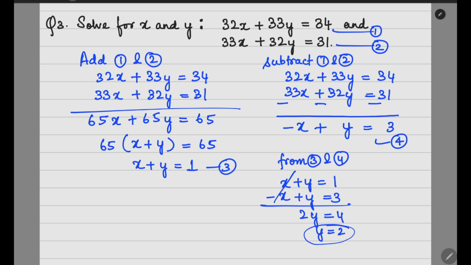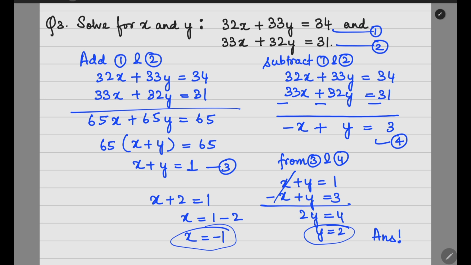Okay, substitute it in any one of the equations. Let's put it in 3. So you have x plus y, y is nothing but 2. So x plus 2 equal to 1. x equal to 1 minus 2. x is equal to minus 1. That's the solution for this pair of linear equations: x equal to minus 1 and y equal to 2.